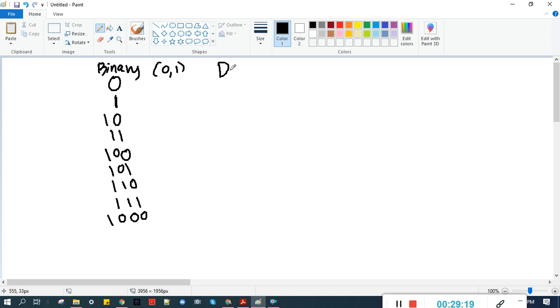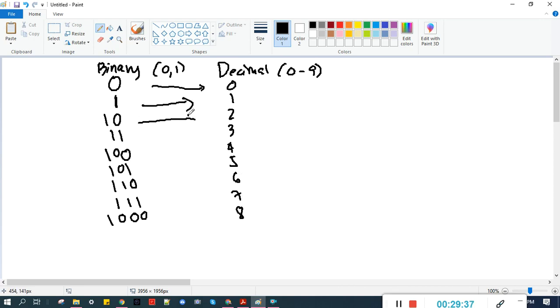The equivalent of this in decimal is, we have digits from 0 to 9. 0, 1, 2, 3, 4, 5, 6, 7, 8. So this is 0, this is 1, 2, 3. So this is 3 in binary. This is 4 in binary. It's 1, 0, 0. This is 5 in binary. This is 6 in binary. This is 7 in binary, and this is 8 in binary.